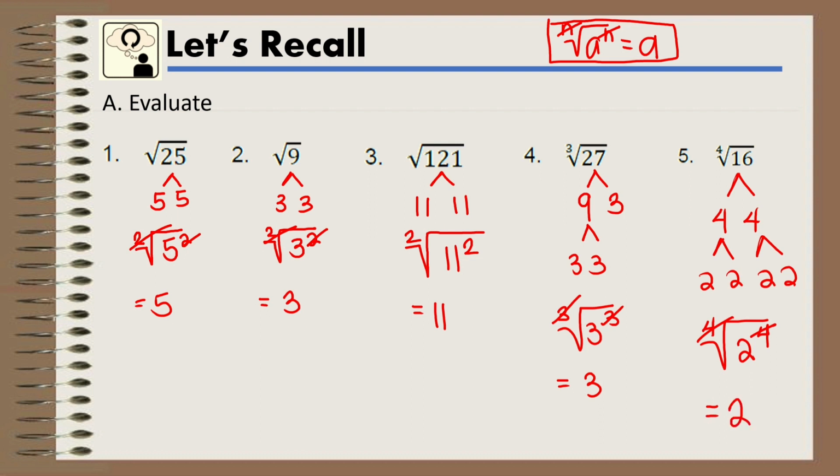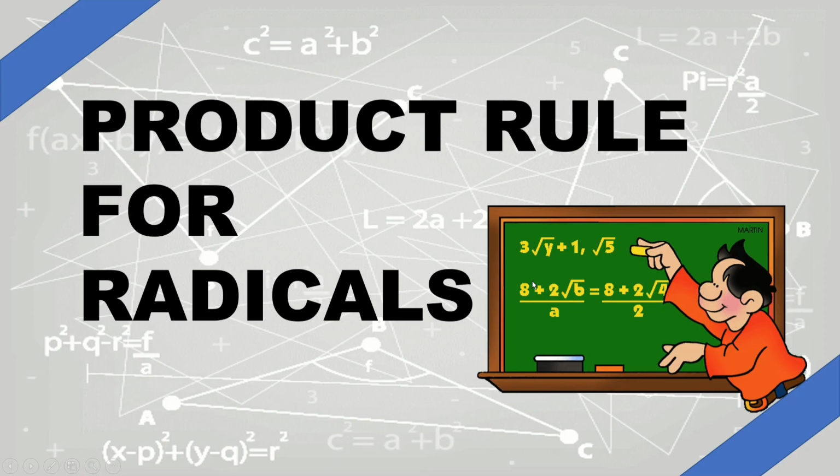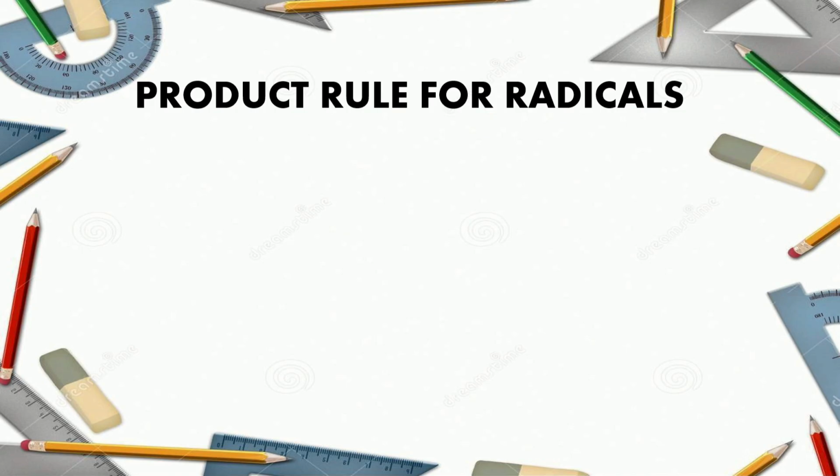So I hope you remember how to simplify and evaluate radicals. This will be helpful in our next lesson, which is the product rule for radicals. Our lesson for today is all about the product rule for radicals. In this video, we'll talk about simplifying radicals. Specifically, we're going to focus on the product rule for radicals. So let's jump in.